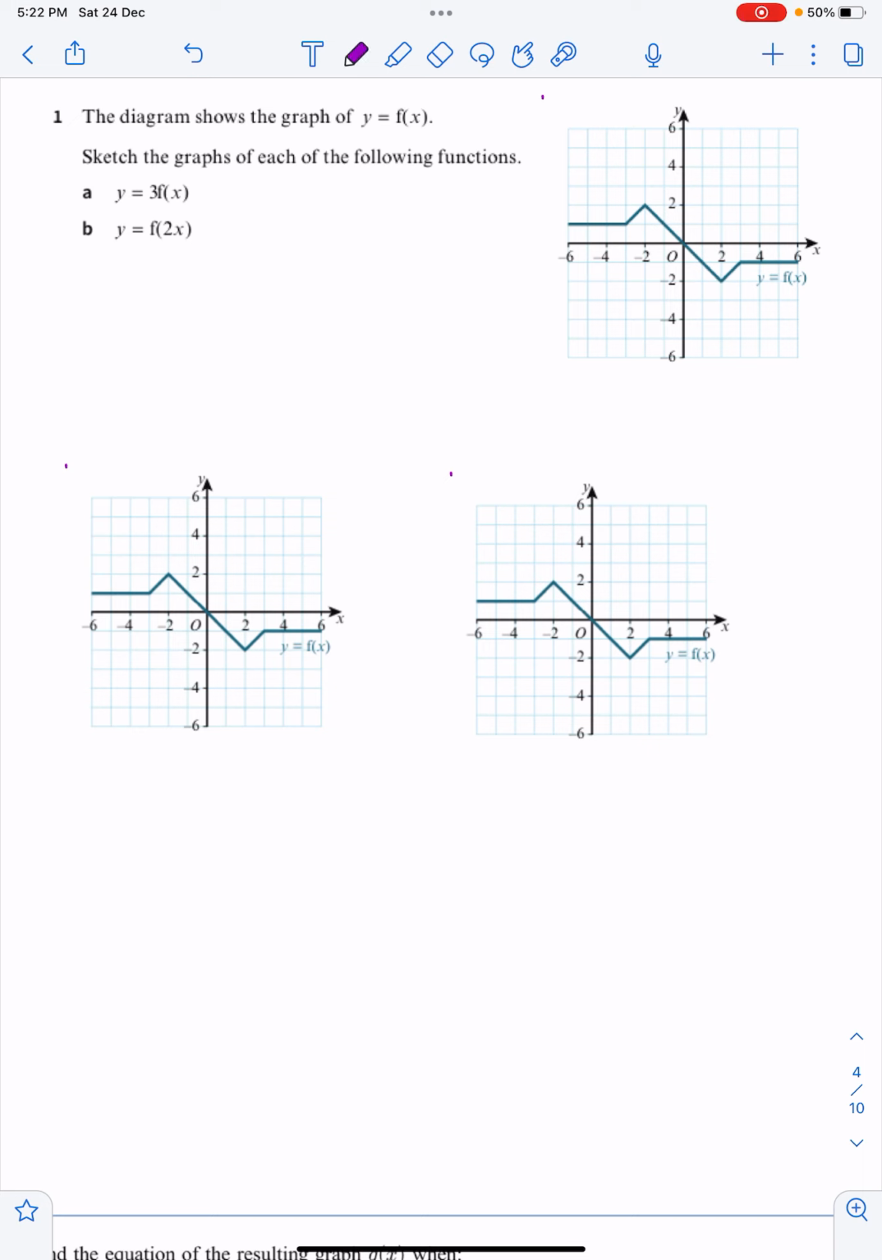Since this is a vertical stretch, stretch factor is 3. So the x axis will be invariant, and the points on the x axis will remain as they are. Every distance will be thrice the distance. 1 unit distance will go on to 3 units, 2 units will go on to 6. This point will remain as it is. This distance is 2, it will go on to 6, and this is 1, so it is going to go on to 3.